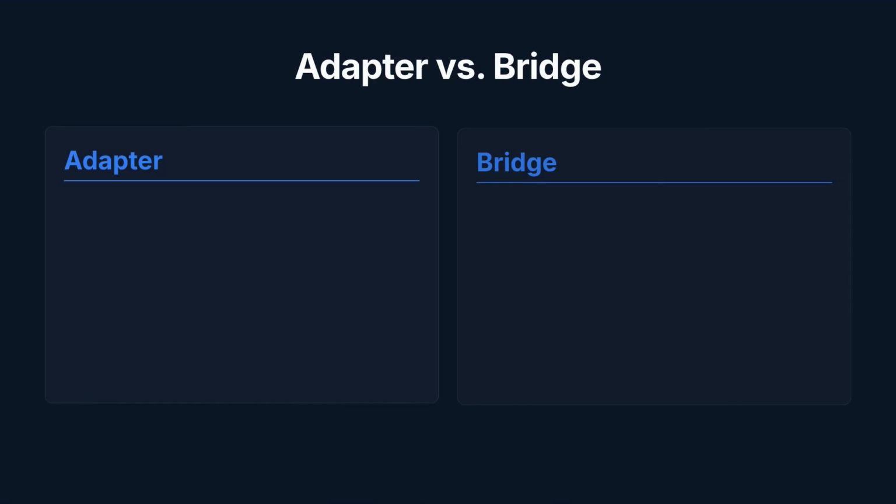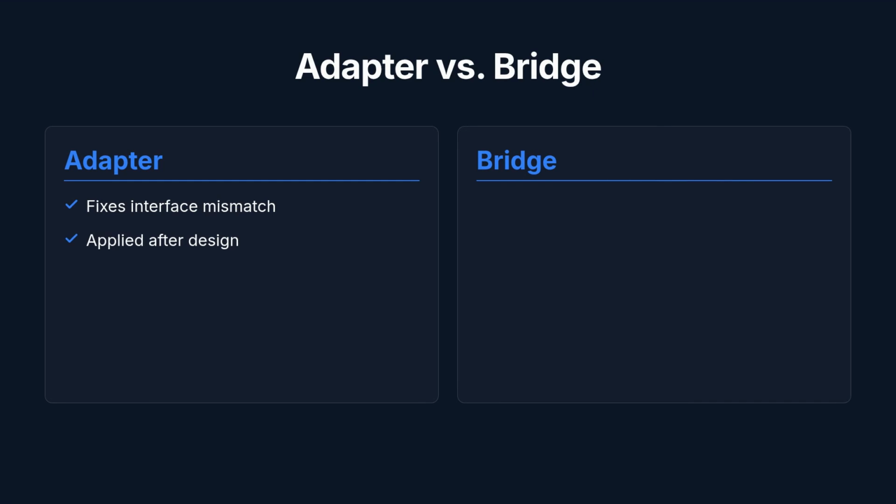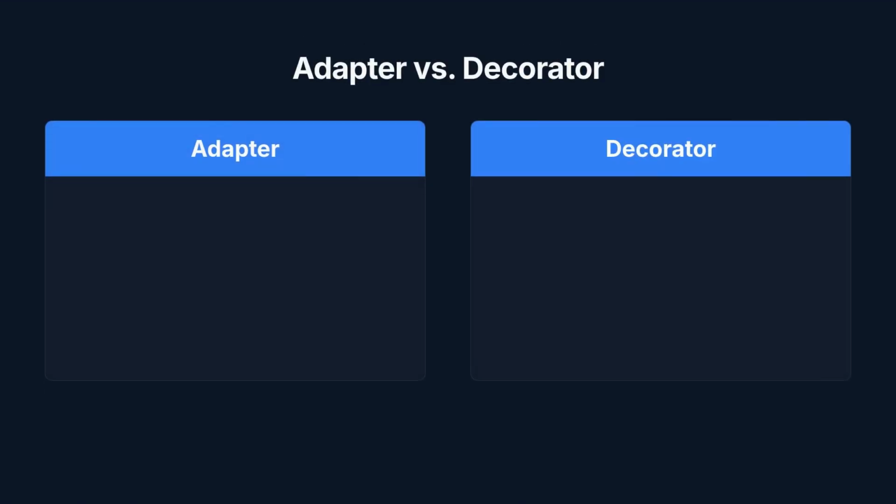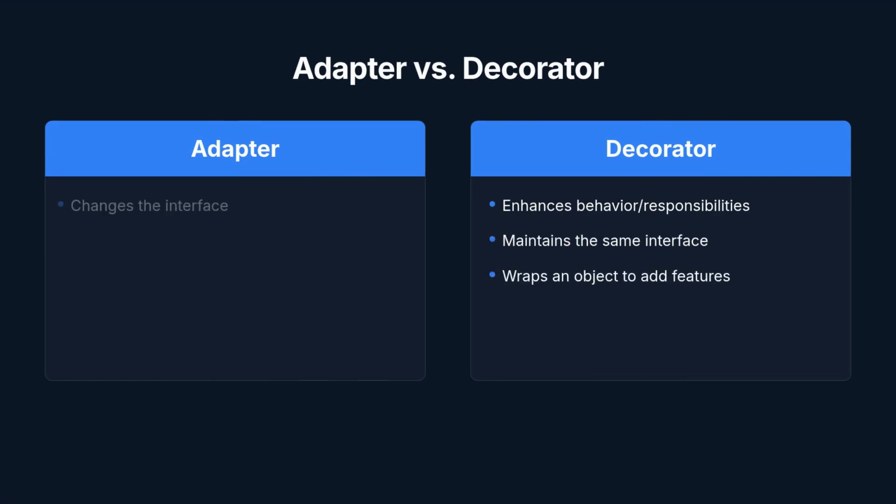People often confuse adapter with bridge. While they look similar, their intent is different. Adapter makes things work after they're designed. Bridge is used up front to let abstractions and implementations vary independently. Similarly, don't confuse it with decorator. A decorator enhances an object's behavior without changing its interface, whereas an adapter changes the interface to make it compatible.